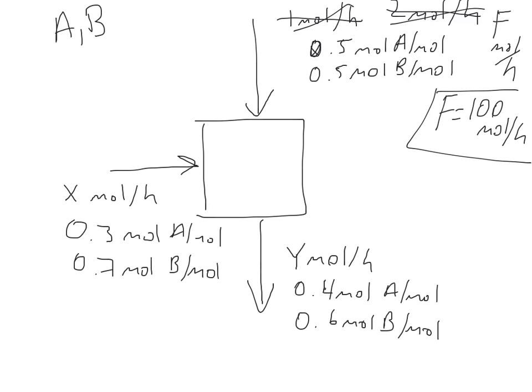Sometimes you're not given information about flow rates. You may be given only information about compositions, and what you'll have to do is assume a flow rate for one of the streams, and that assumed flow rate for that stream is the basis.